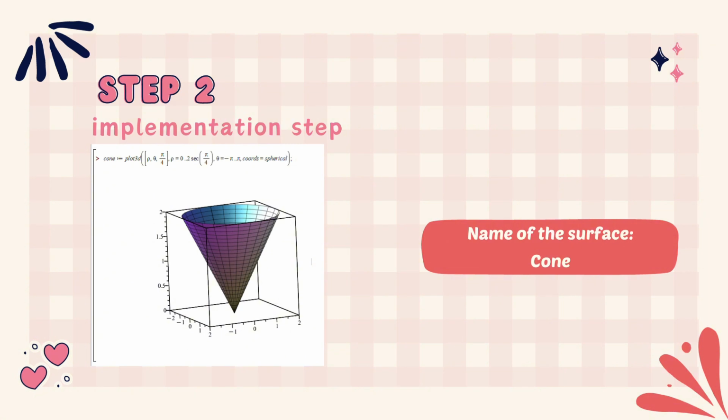The second step is the implementation step. I start with plot3d, open bracket, rho, theta, pi over 4, where rho equals 0 until 2 secant, open bracket, pi over 4, theta equals -pi until pi, and coords equals spherical, close bracket, and that's the output I got. The name of the surface is cone.